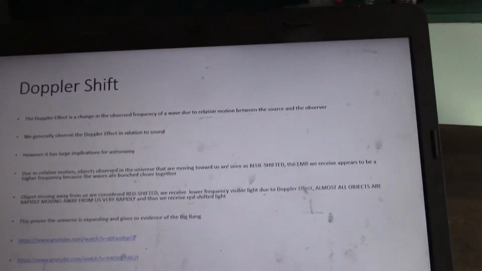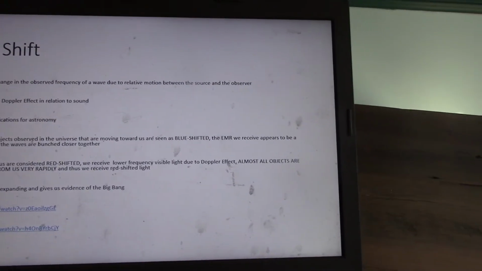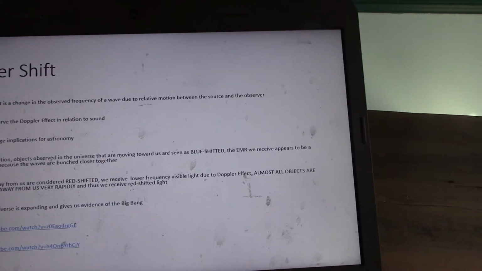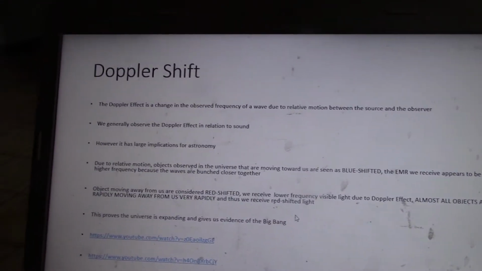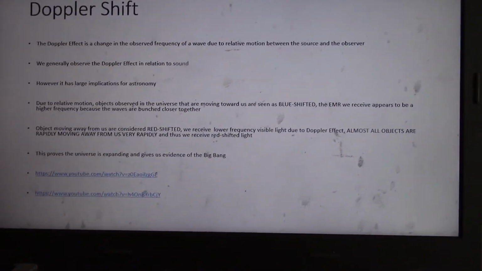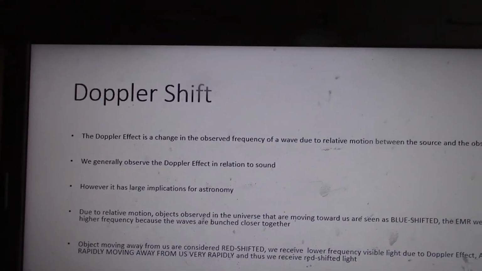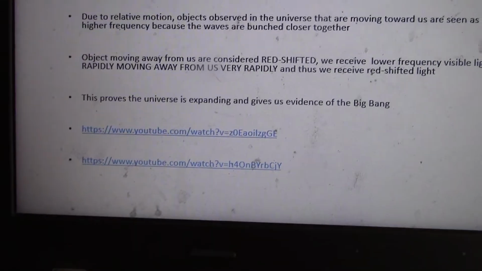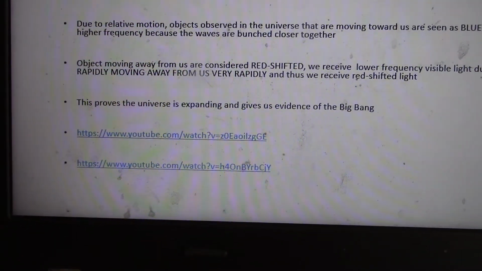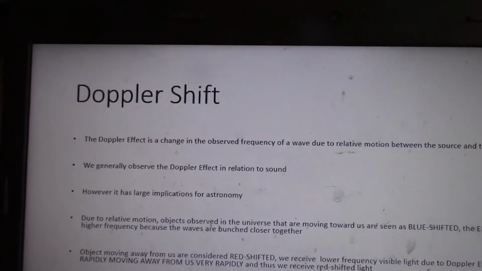So that's how we observe what's in stars. We also observe what's going on in the universe by looking at how things move. These are two links on YouTube that you can observe for the Doppler effect. So we look at Doppler shifts.